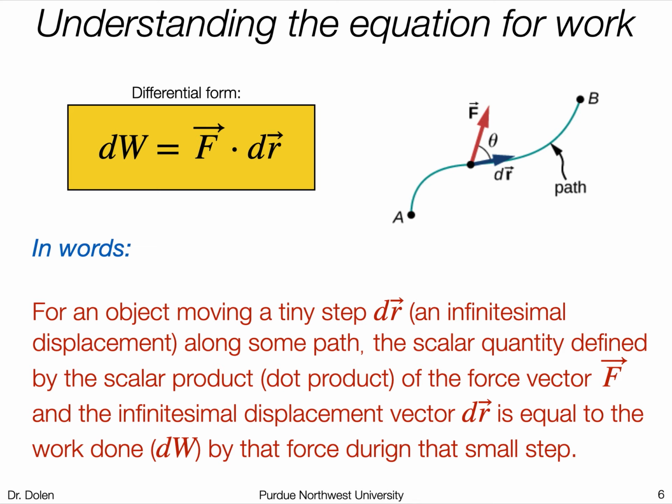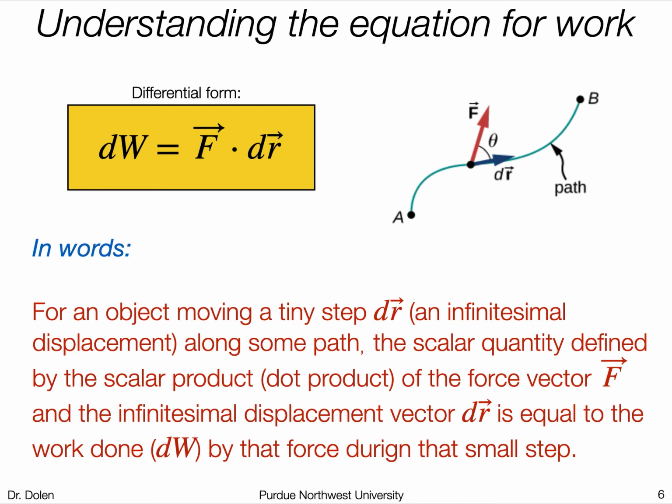Let's first look at the differential form. dW is equal to F dot dr. Let's try to understand this first by explaining it in words. For an object moving a tiny step dr, which is an infinitesimal displacement along some path, the scalar quantity defined by the scalar product of the force vector F and the infinitesimal displacement vector dr is equal to the work done, dW, by that force during that small step.